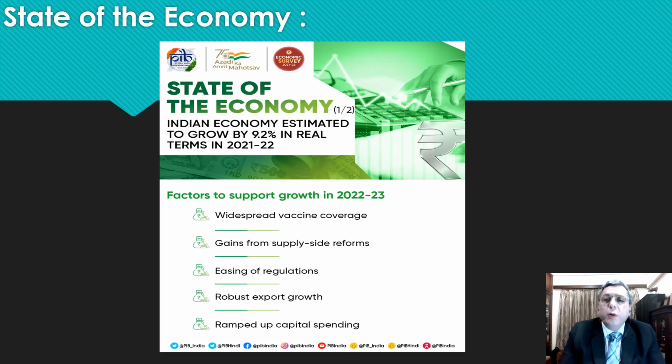So to talk about the state of the economy, what the economic survey mentions, Indian economy estimated to grow by 9.2% in real terms in this year, 2021-22. Factors to support the growth further in 2022-23 at that 8–8.5% growth that we are forecasting.